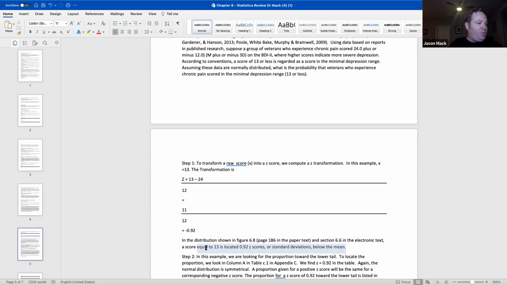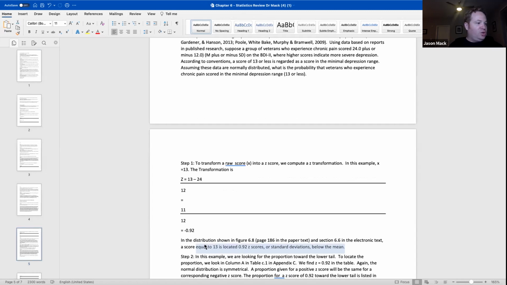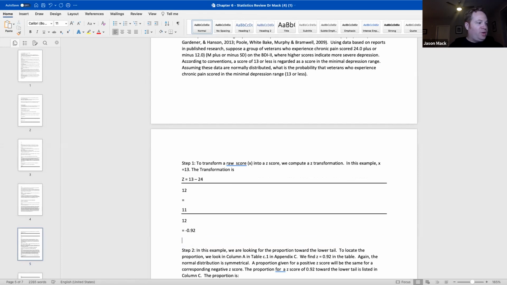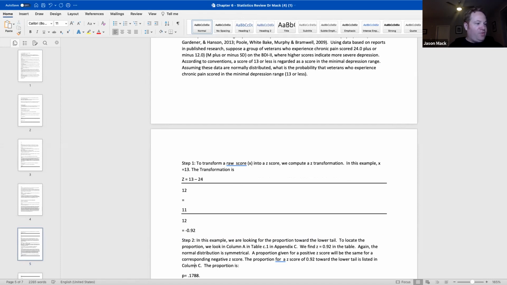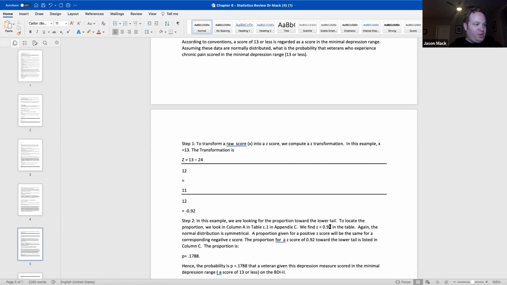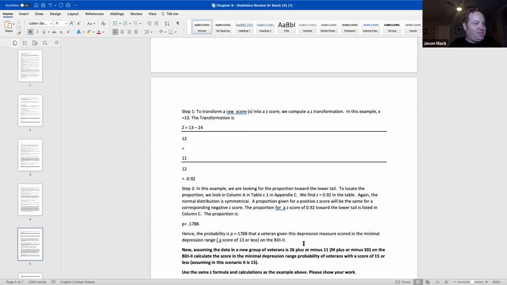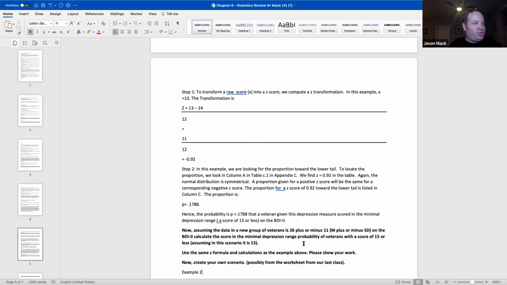In this example, we are looking for the proportion toward the lower tail. To locate the proportion, we look in column A and we find Z is equal to 0.92. Remember, always positive with Z scores. In the table, again, the normal distribution is symmetrical. A proportion given for a positive Z-score will be the same as a corresponding negative Z-score. Proportion for a Z-score 0.92 towards the lower tail is listed in column C. Therefore, the proportion is P is equal to 0.1788.